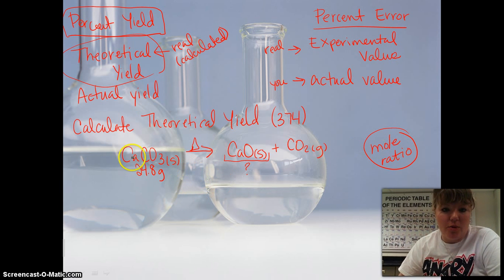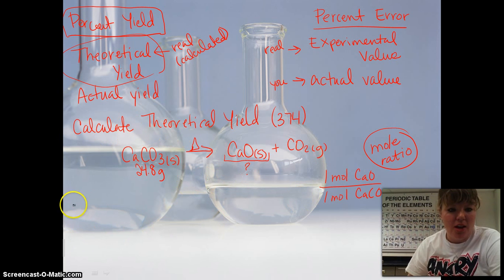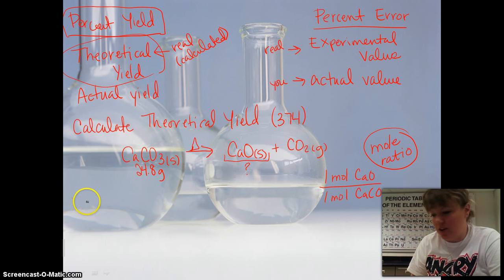So obviously, if we're going from here to here, the mole ratio that we're going to be using is going to be 1 mole of CaO over 1 mole of CaCO3. Okay, so since we're going from here to here, we know that already. Okay, so let's go ahead and write our given number out. So we got 24.8 grams of CaCO3.